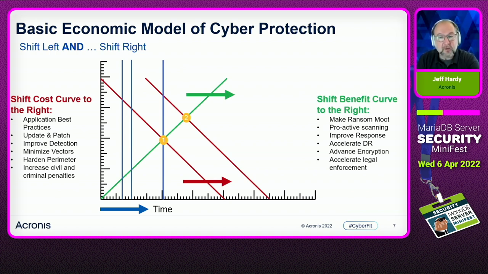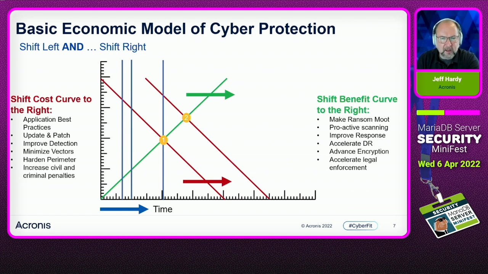First of all, make ransomware moot. It's a little self-serving. That's one of the main functions of Acronis. We could put you into a ransomware proof situation. Proactive scanning. What does this mean? This means real-time scanning of your system looking for intrusions, intrusion detection, maybe scanning your backup, something that we do a lot of. Next, improving your response. The faster you respond to a detection, the less potential benefit somebody has to gain.